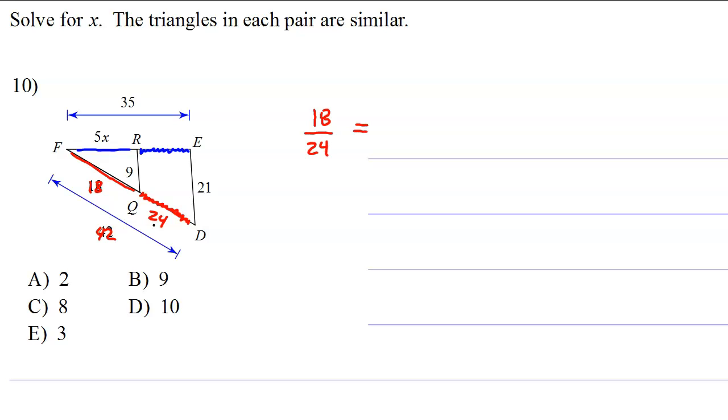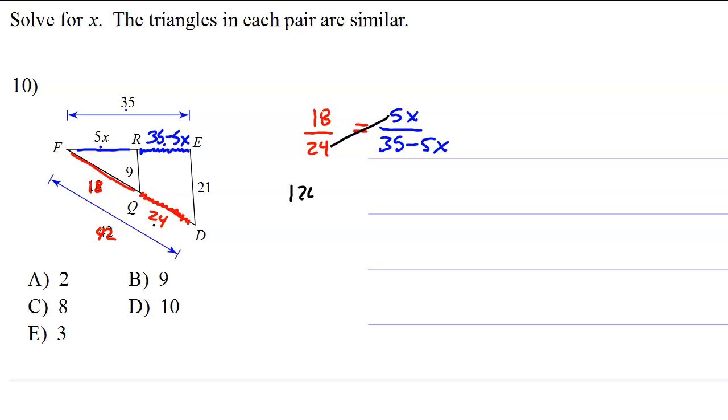And then on the blue side, I got to be kind of careful because I have a 5x and I don't have anything. So I got to do the total minus the 5x. So I have 35 minus 5x, and that will give me 5x over 35 minus 5x. And now I got some work to do.